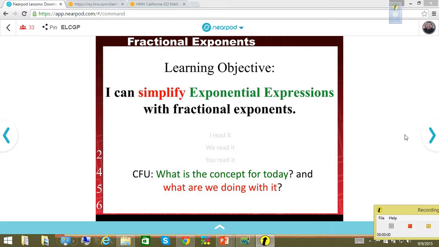For today, I can simplify exponential expressions with fractional exponents. Read together, 1, 2, 3. I can simplify exponential expressions with fractional exponents.